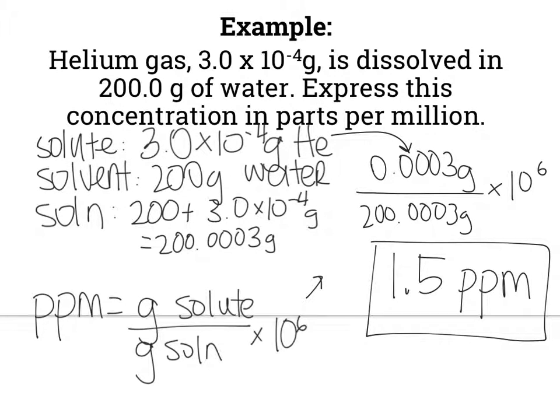If you got this without adding the 0.0003, that's fine. That will normally happen, to be honest, with parts per million. However, it's a really good habit to always try to find your solution, which is typically just adding your solute and solvent together. So in this case, you're fine, but in the future, make sure you add them together to get your solution.